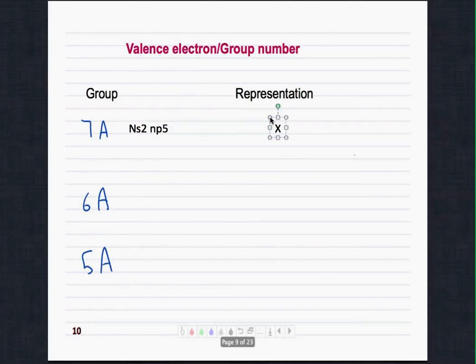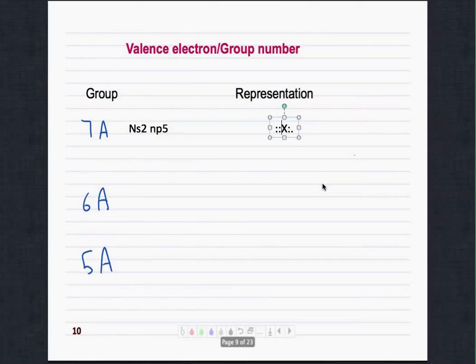Did everybody see what I did? Should I repeat what I did? Okay. So this is X, which belongs to group 7A. I'm going to start with 1 electron. Each dot represents 1 electron in the valence shell, not in the core. We're not talking about the whole electron count. We're talking only about the valence. So this belongs to group 7A, so it has 7 electrons around it as valence. 1, 2, 3, 4. Now, after the 4, I begin pairing. 5, 6, 7.